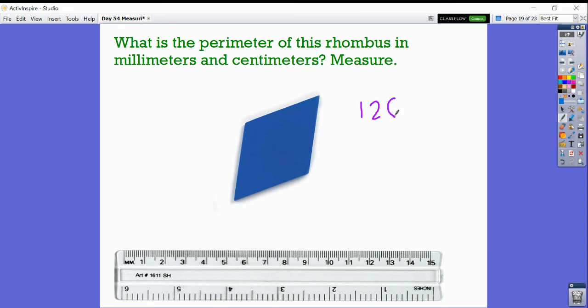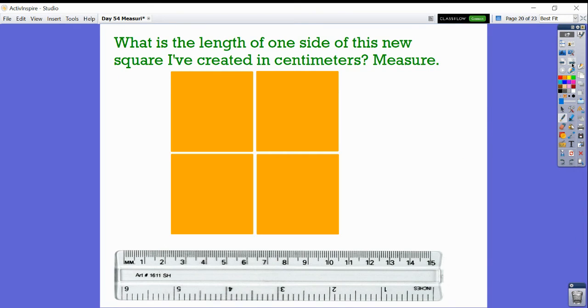120 millimeters. How many centimeters would that be? That would be 12 centimeters.